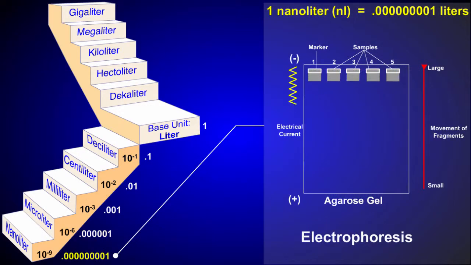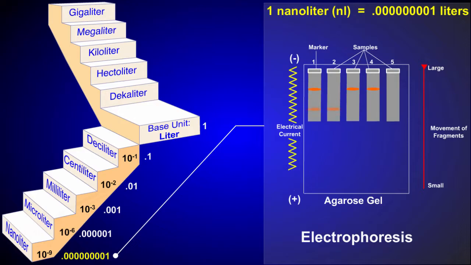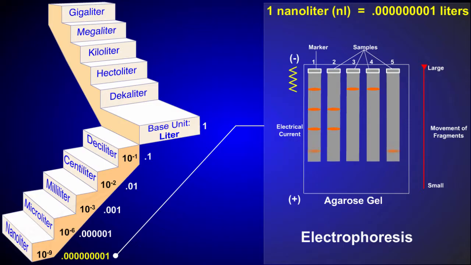Nanoliters are even smaller than microliters at 1/1000th of a liter. Electrophoresis, a technique used in laboratories to separate molecules, often measures volume in terms of nanoliters.